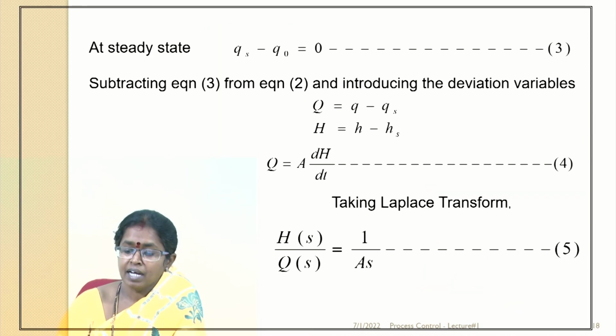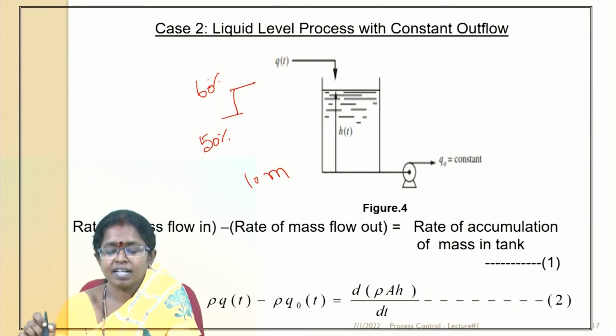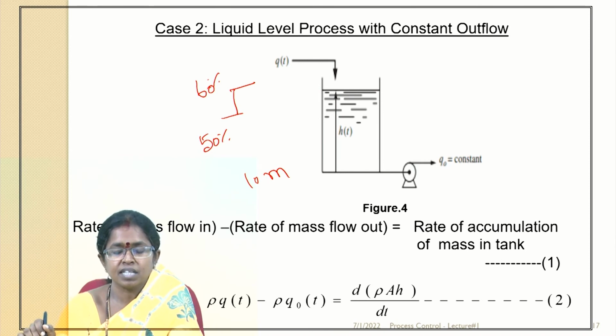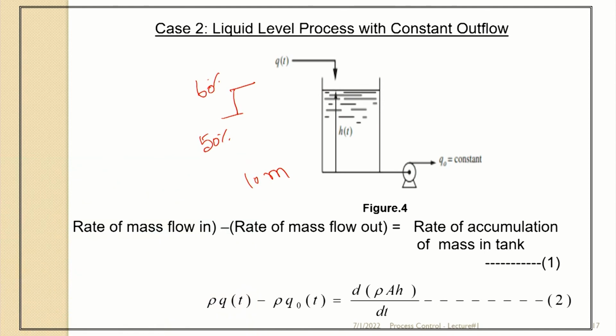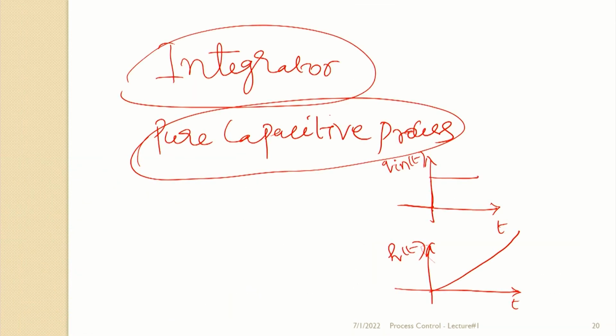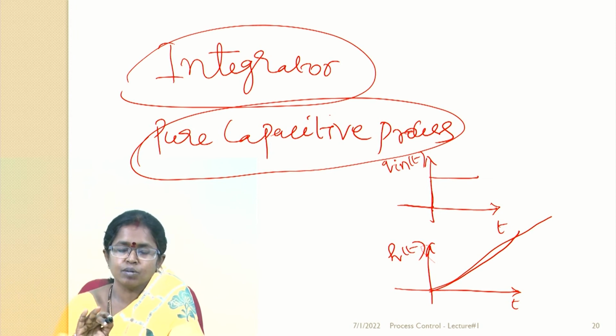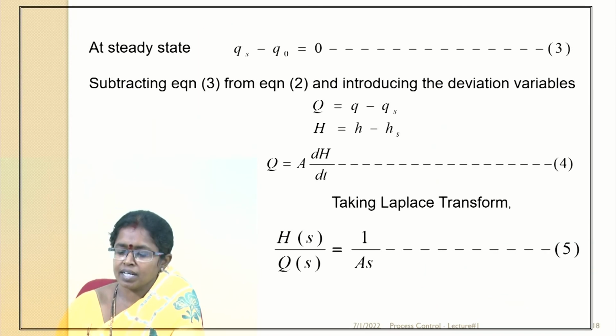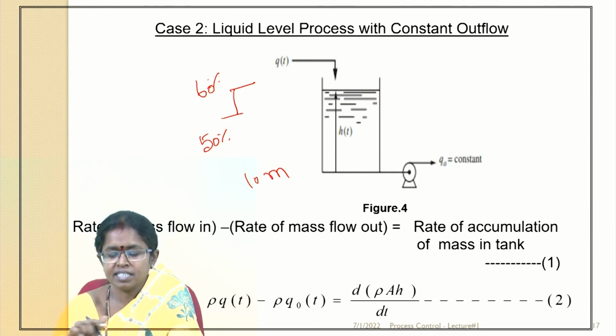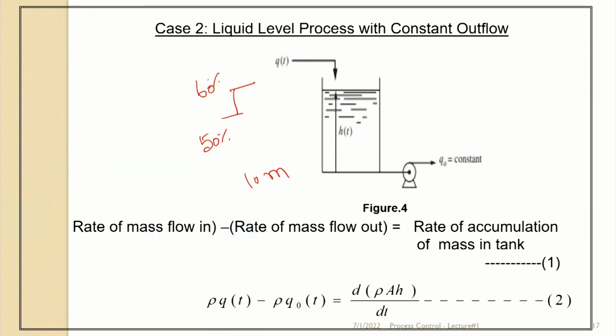Now we are going to obtain the mathematical model for this pure capacitive process or non-self-regulating process. What is the meaning of non-self-regulating process? The output will keep on increasing and it will never reach the final steady state value. So this kind of process is called a non-self-regulating process. Now we are going to derive the mathematical model for it.